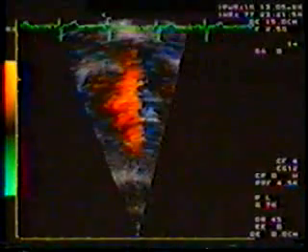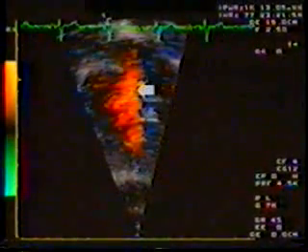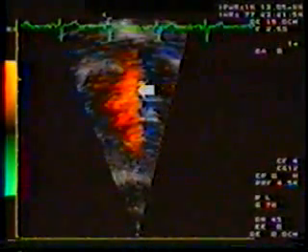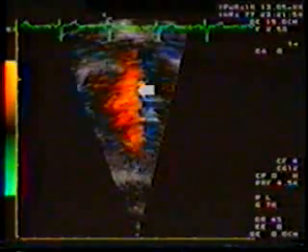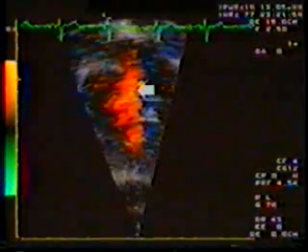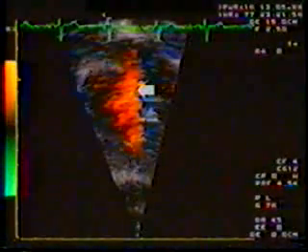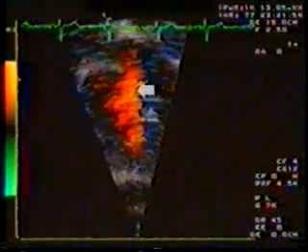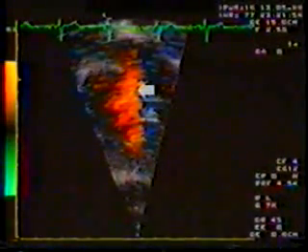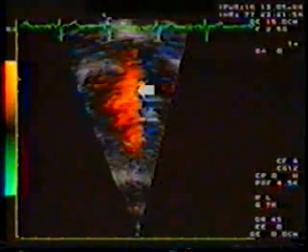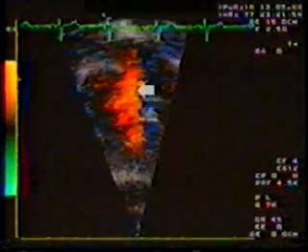We have now placed a pulse Doppler sample volume in the region of the shunted flow across the atrial septal defect. This will demonstrate in real time the characteristic audio as well as the spectral pattern of shunted flow across the ASD.